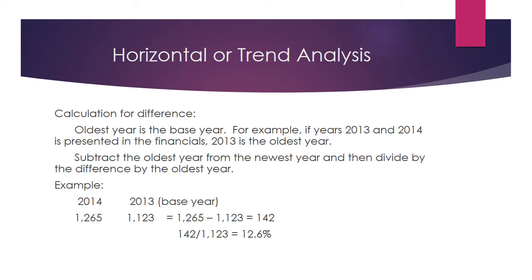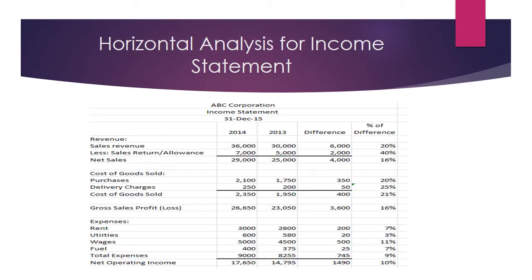For 2014, whatever my line item is, it was 1,265. 2013 was 1,123, and 2013 is going to be my base year because it's the oldest year. So I'm going to take 1,265 minus 1,123, and I get 142. And I'm going to take that 142 and divide it by the base year, which is 2013, and it's going to give me 12.6%.